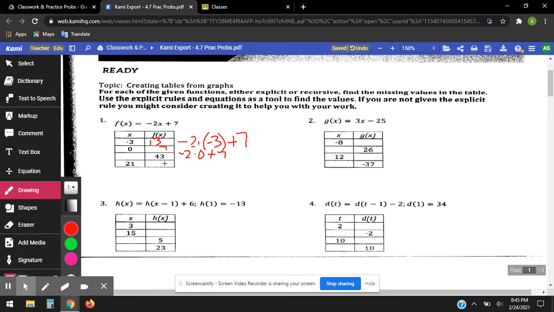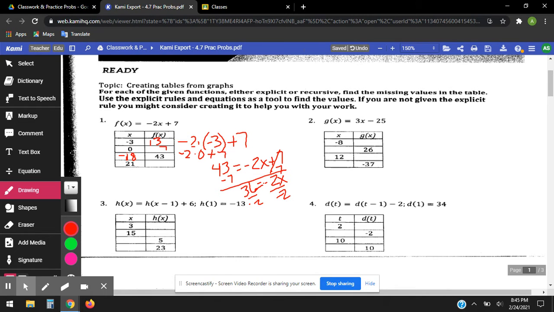Here, my answer needs to be 43. So I'm going to take 43 equals -2x plus 7. Now I have to go through that process of simplifying here. 43 minus 7 is 36 equals -2x. Divide both sides by -2. So 36 divided by -2 is -18.